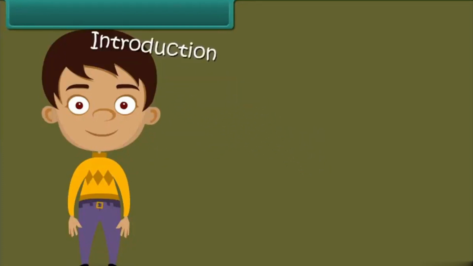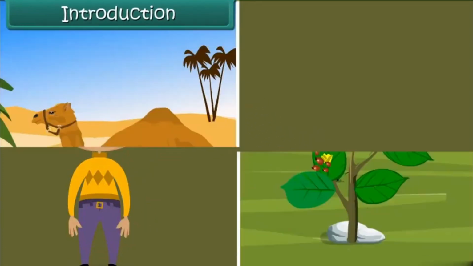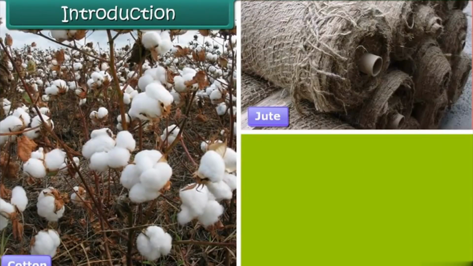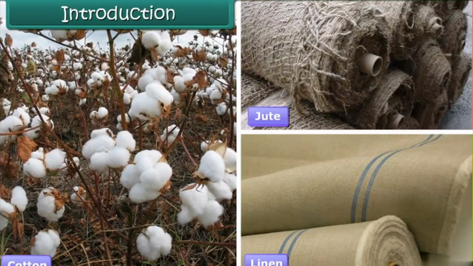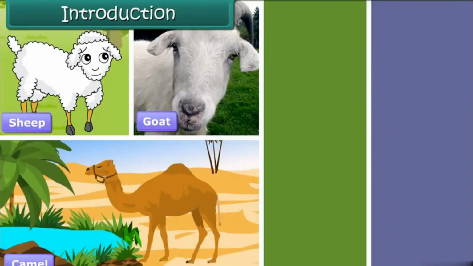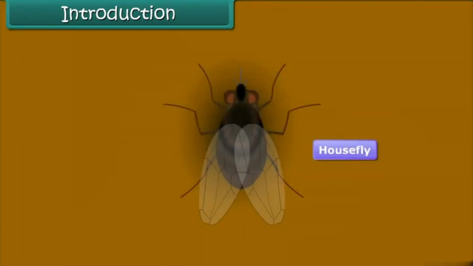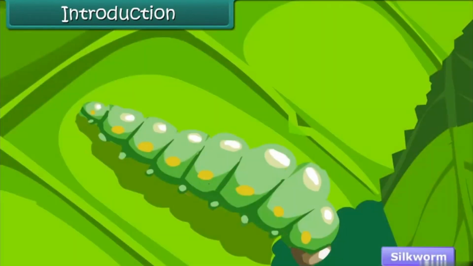Introduction. Fibers can be obtained from both plants and animals. Some familiar plant sources of fiber are cotton, jute, and linen. Some well-known animal sources of fiber are sheep, goat, camel, alpaca, and llama. If we treat insects as different from animals, then the silkworm can be classified as an insect source of fiber. In this lesson, we learn about an animal fiber, namely wool, in detail.